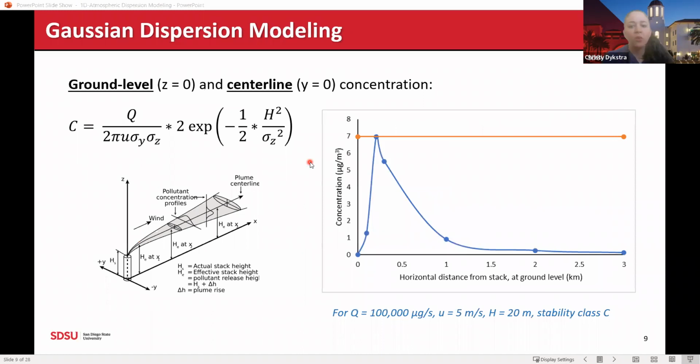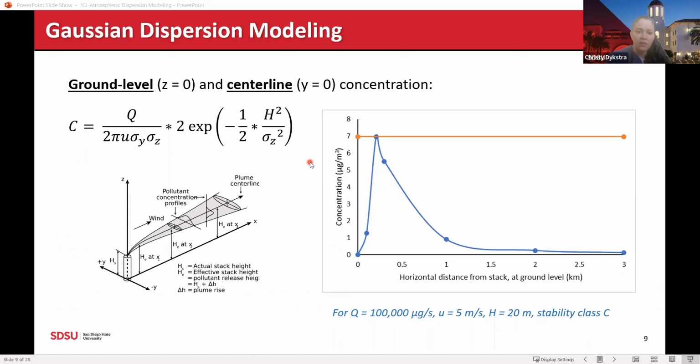Okay, so now we have all those pieces. We're going to talk a little bit later about stability classes and so on, but for the most part, if we knew all of that, we could go ahead and plug into that big long equation and get what we were looking for at some x, y, z coordinate. And one of the things that we often want to do is simplify things.